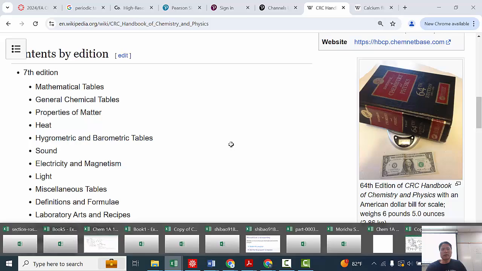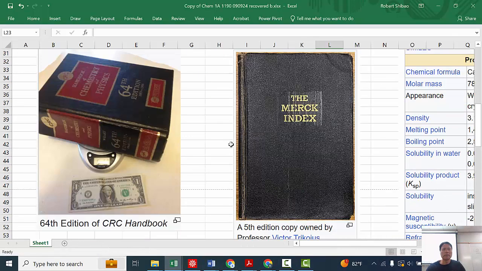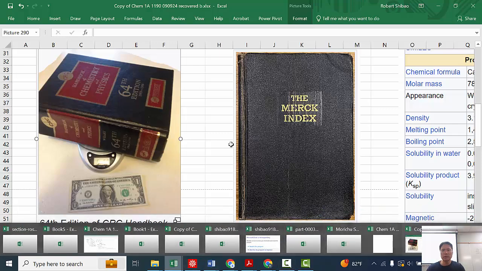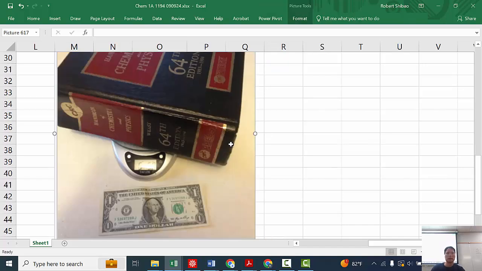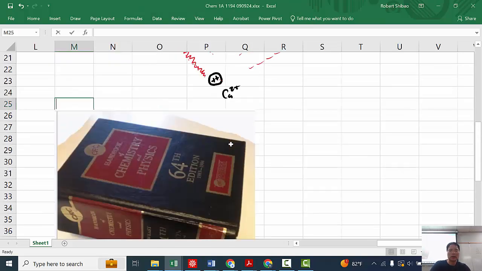And so in addition to the CRC, actually I'm going to copy that image here. There's another useful reference book. So this is the CRC handbook. This is from Wiki.